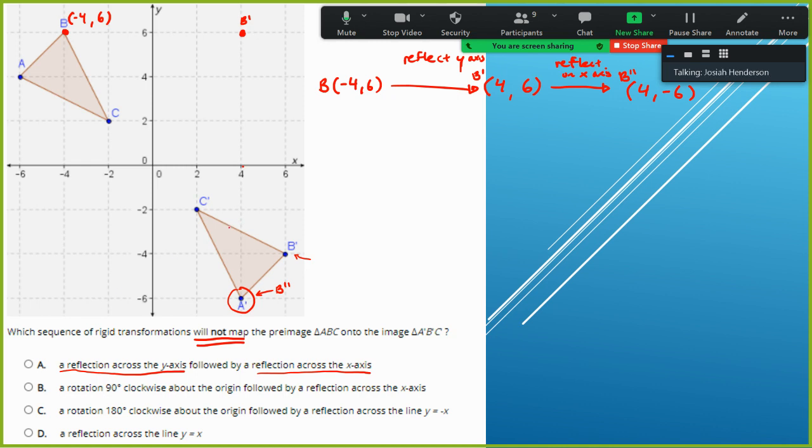If this had lined up, and if it had given us the correct landing point for B prime or B double prime, then I would move on and try the next option, option B or option C, until I finally got one that didn't work. But it looks like we've already found it with A.